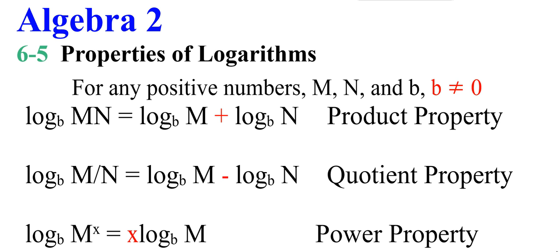Athletes, here we are looking at properties of logarithms, 6.5. So this applies for any positive numbers m, n, and b where b cannot be 0.